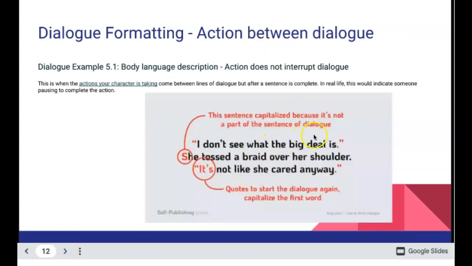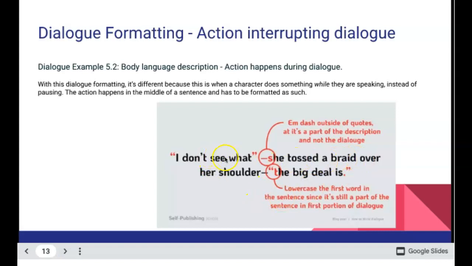Sometimes our quote or the dialogue gets interrupted by action, body language description, for example. So we have opening quote, "I don't see what the big deal is," period, closing quotes. She tossed a braid over her shoulder. "It's not like she cared anyway" is a brand new piece of dialogue, still the same speaker. But notice if we change it to where she's tossing a braid over her shoulder while she's speaking: "I don't see," she tossed a braid over her shoulder, "what the big deal is," right?